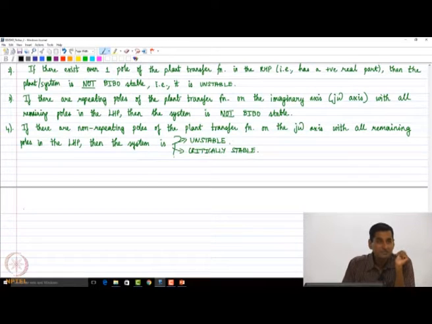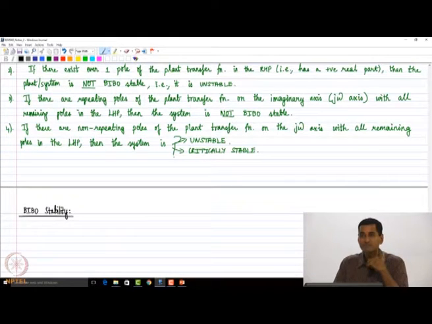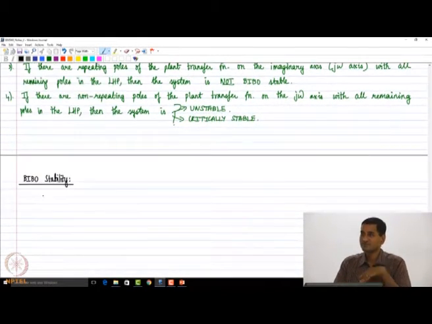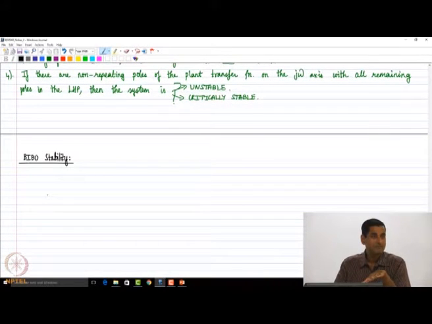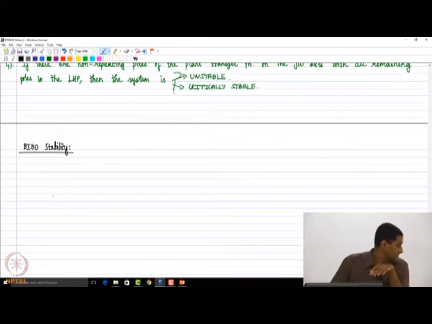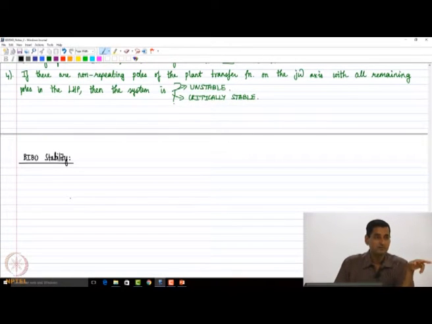So let's look at BIBO stability in some detail. Any questions on the examples and the general conclusions which I drew from them? So I am going to prove one of them. That is my intention now. Any questions? No. Okay. So let's look at BIBO stability, right?